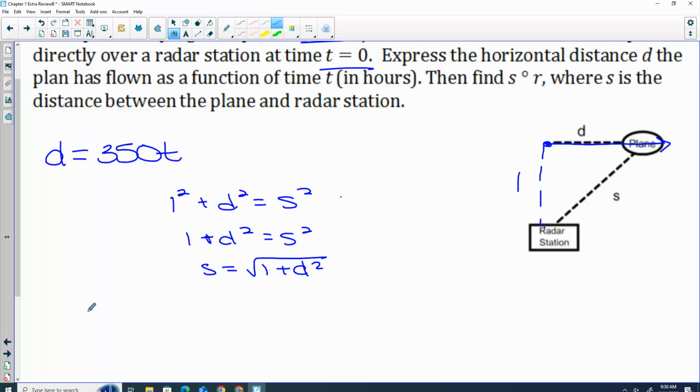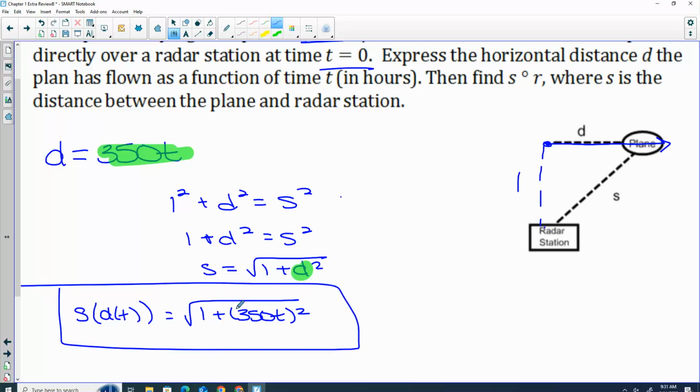So then if I ask you to put those together, you're replacing the d with the 350t. So the square root of 1 plus 350t squared. If it were a nice number, like an 8, you could go ahead and square it. With 350, just leave it like that. Is that okay?